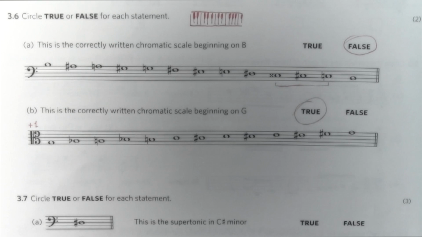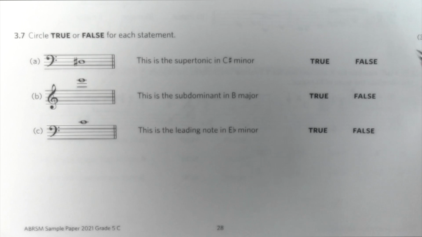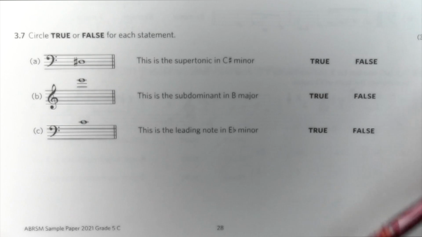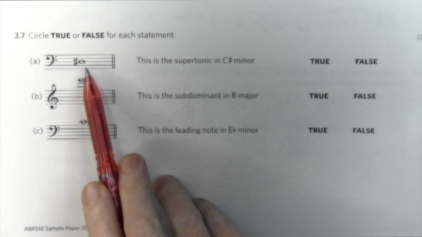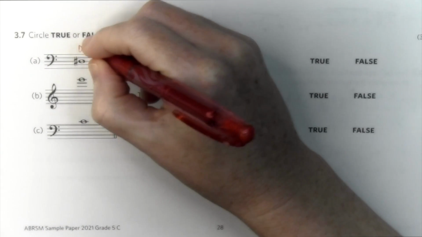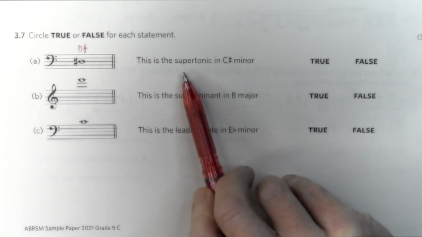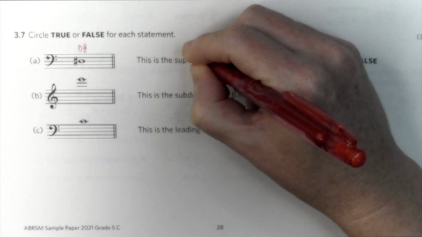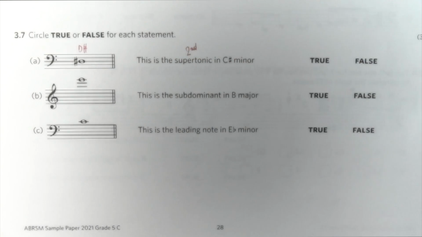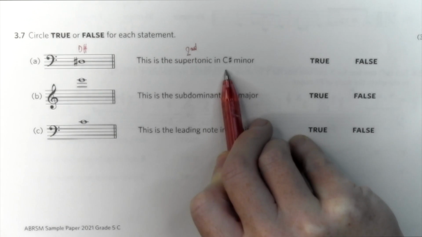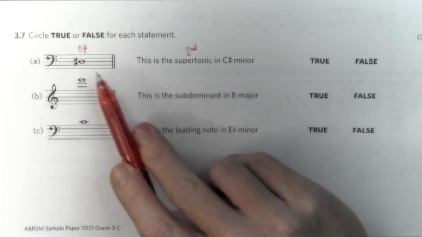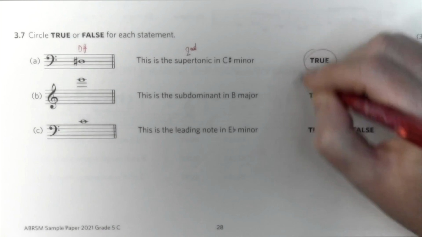Are you happy? Last question of this 3rd chapter. Again, another question that asks us to circle true or false for each of these 3 statements. This is D sharp, bass clef, re sharp. This is the supertonic of C sharp minor. Supertonic is the 2nd degree. So C sharp plus 1 tone, because the supertonic is 1 tone above, equals D sharp. Yes.